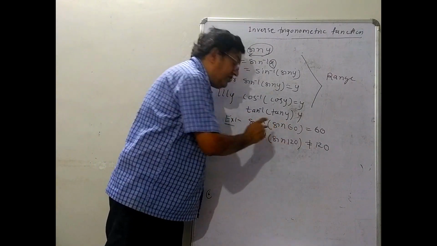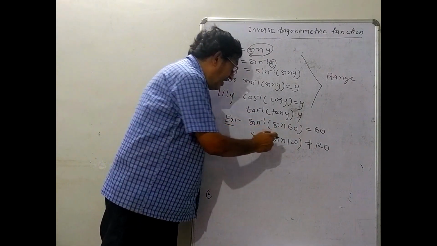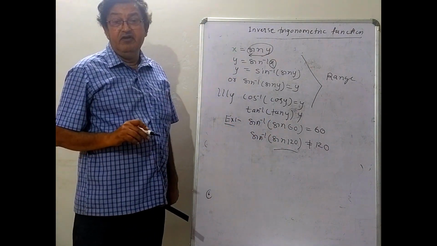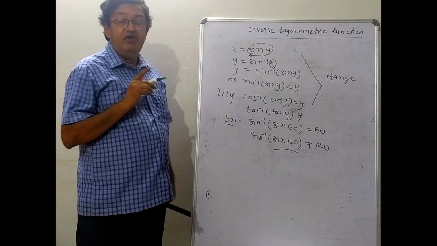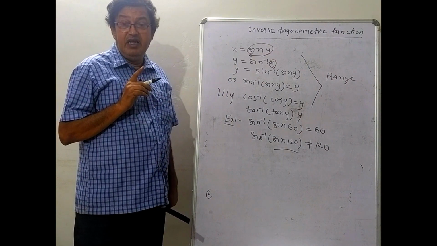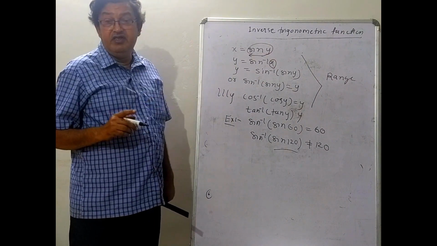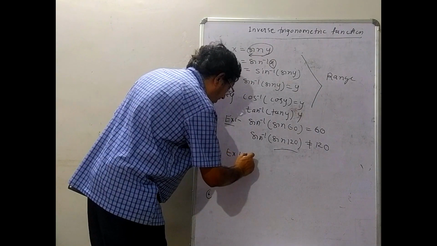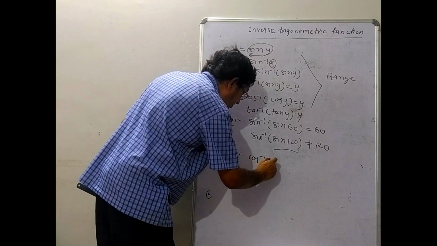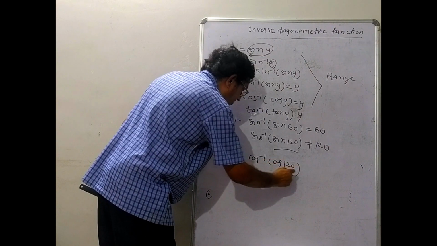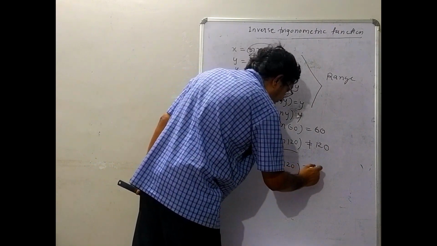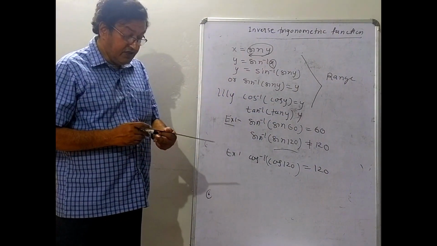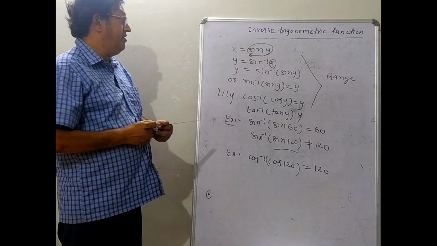Then how to find this value? Using allied angle conversion, you have to convert this into the given range. In the last video you have already seen how to convert using allied angles. Then you can make use of this result. I will tell you one more example. Suppose I write cos inverse of cos 120. Cos inverse of cos 120 is 120, because the range of cos function is 0 to pi.